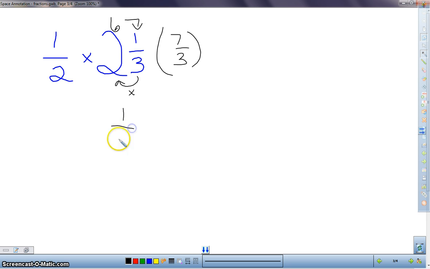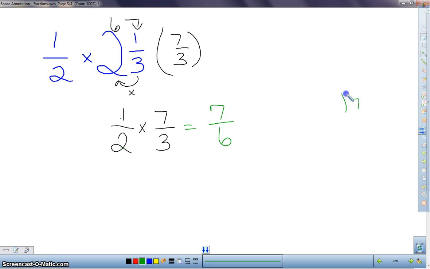Okay, so now I'm doing 1/2 times 7/3. Now, before we discuss looking diagonally and seeing if you can cross cancel, there's nothing that goes into 2 and 7, so I can't reduce that. There's also nothing that goes into 1 and 3, so I can't reduce that. So at this point, I'm just going to multiply across. 1 times 7 is 7. 2 times 3 is 6. This is improper, so it's not in simplest form yet.